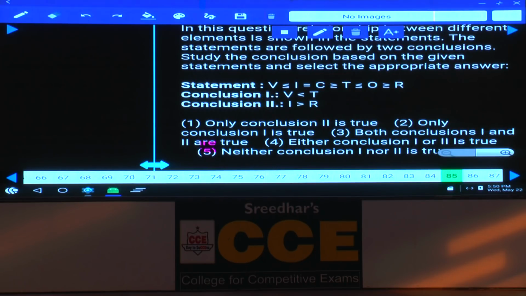Then question number 85, V and T. Now the relation between V and T cannot be identified because there are 2 opposite symbols, I and R. Again between I and R there are 2 opposite symbols, hence neither 1 nor 2. Neither 1 nor 2, choice 5.